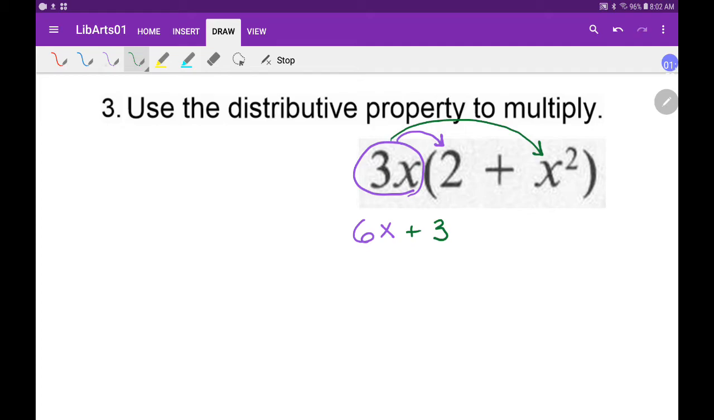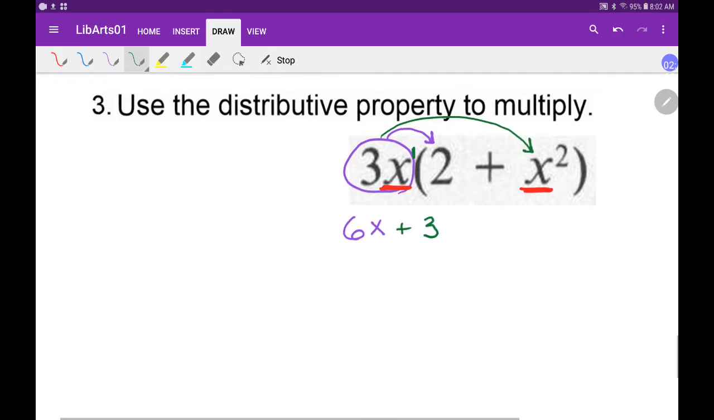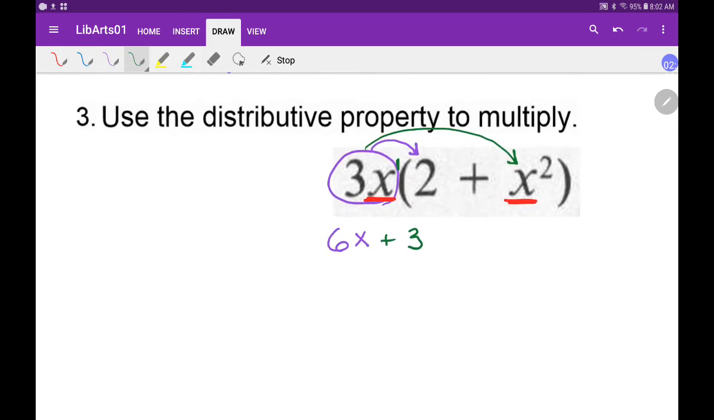But now I have similar bases, okay? And I'm multiplying. If I were adding, I couldn't put these together, but I have similar bases. See the x right there and the x right there? Those are similar bases. And when I multiply them, I'm going to add their exponents. And you may not be able to see the 1 on this x right here, but there's a 1 there. If there's no number, then there's a 1. So I have 3x to the 1 times x to the 2.